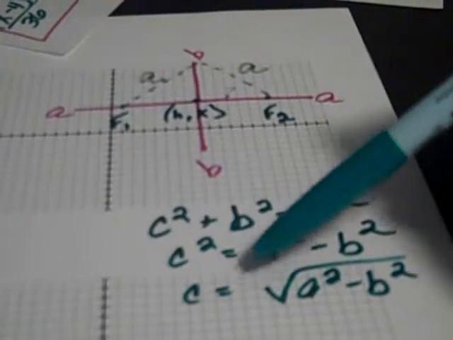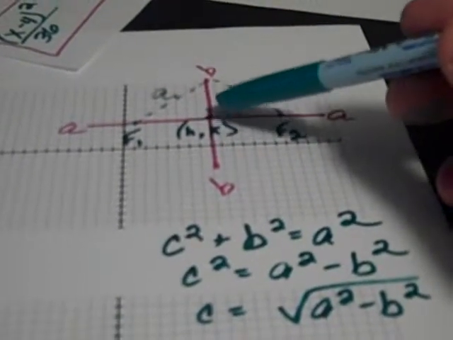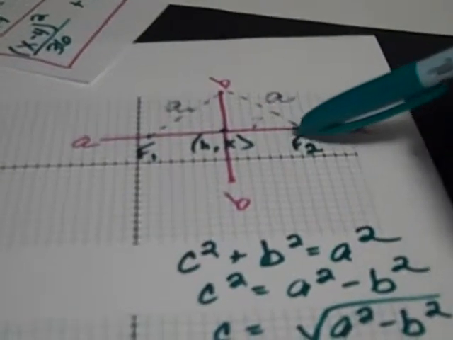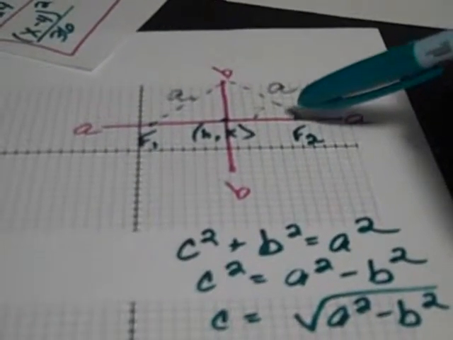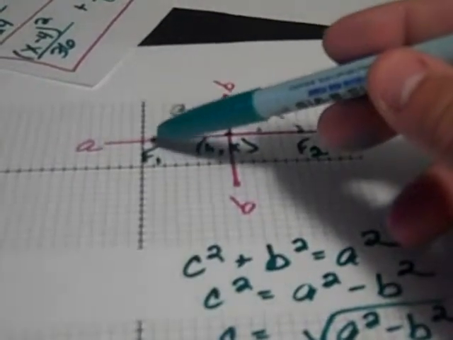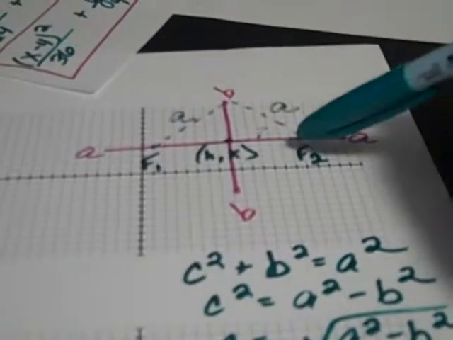If you want to find where the foci are located, you find the center, and you're going to move the square root of a squared minus b squared spaces to the right. You're going to move the square root of a squared minus b squared spaces to the left, and those are going to be your foci.